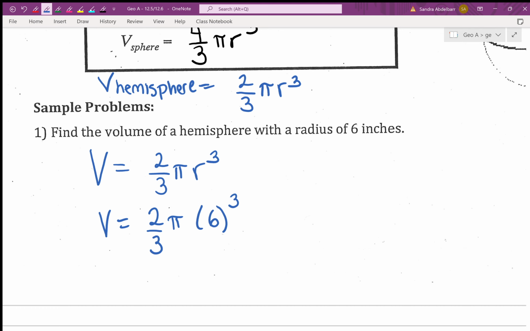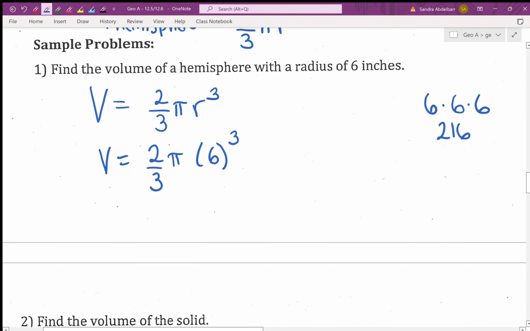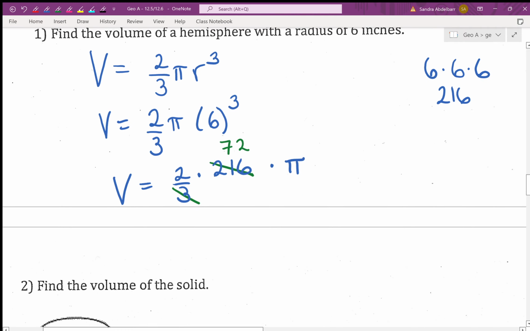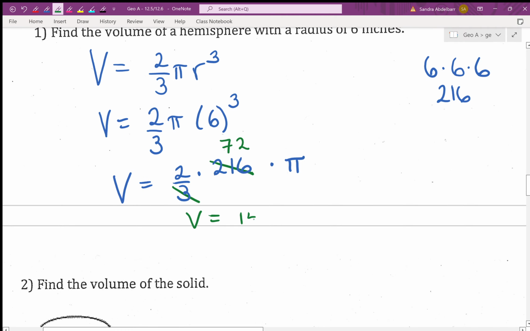So we're going to get 6 to the 3rd power. 6 to the 3rd power is not 18. 6 to the 3rd power is 6 times 6 times 6. Anybody get it? 216. So the volume is 2/3 times 216 times pi. 3 does go into 216. 3 goes into 216 72 times. So the volume is going to be 144 pi units cubed.